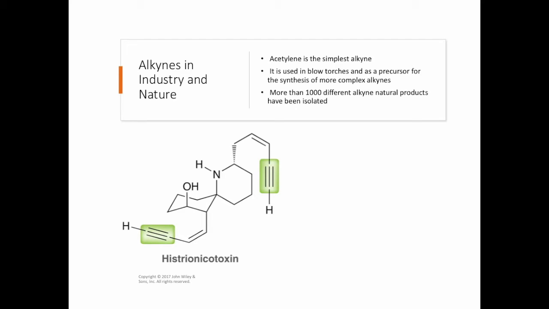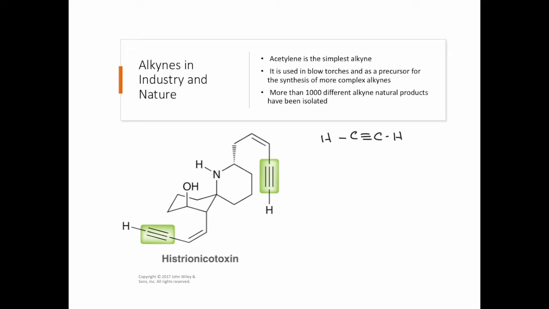Alkynes are prevalent in industry and in nature. Acetylene is the simplest alkyne. That's just a carbon-carbon triple bond. It's used in blowtorches and as a precursor for the synthesis of more complex alkynes. There are more than 1,000 different alkyne natural products that have been isolated.